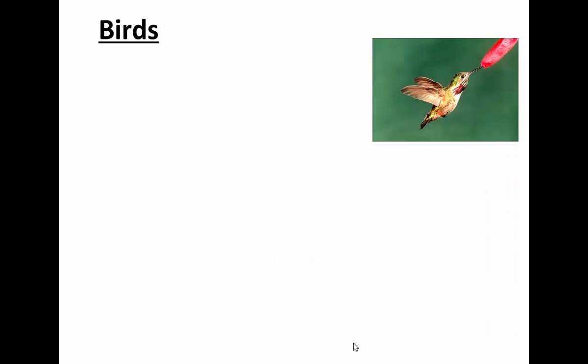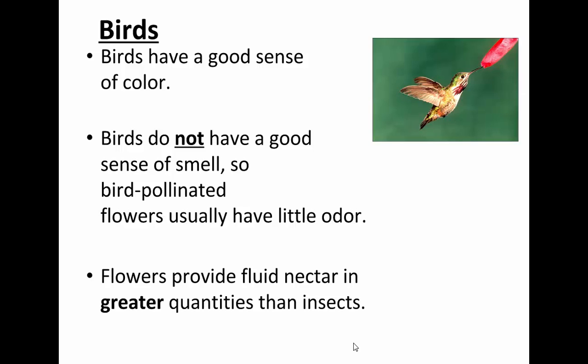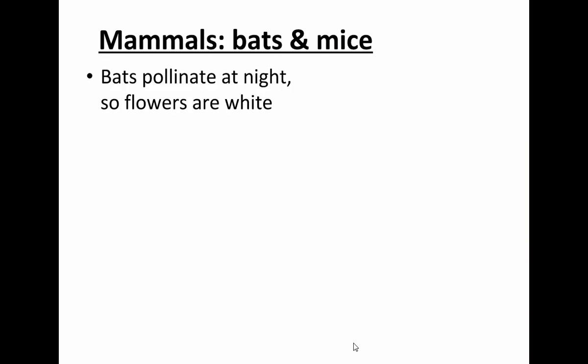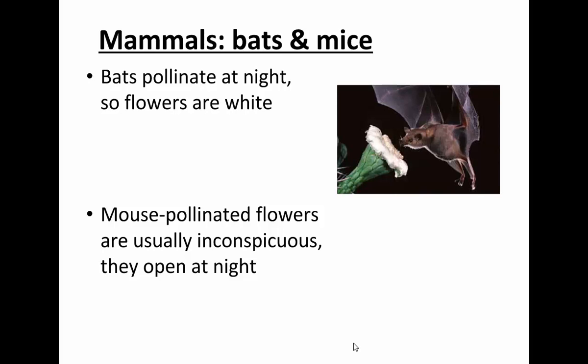Birds pollinate. Birds have a good sense of color. So usually bird pollinated flowers are colorful. Birds do not have a strong sense of smell. So usually bird pollinated flowers don't have a strong aroma to them. And they provide nectar in greater quantities because birds need more energy to survive. Even mammals, like mice and bats, can pollinate flowers. Okay.